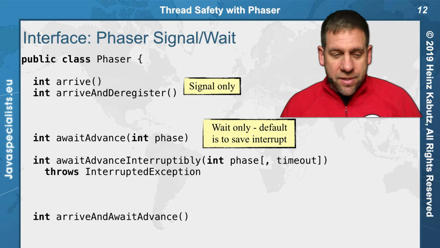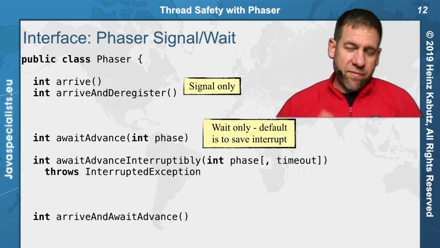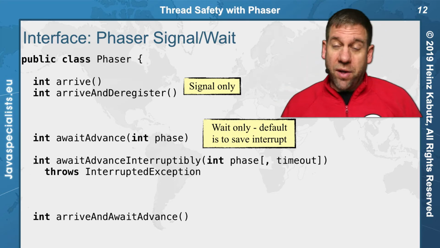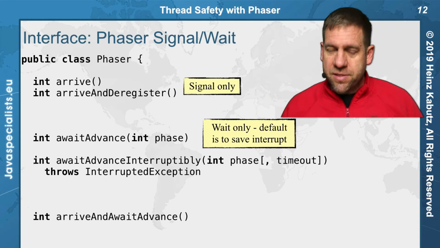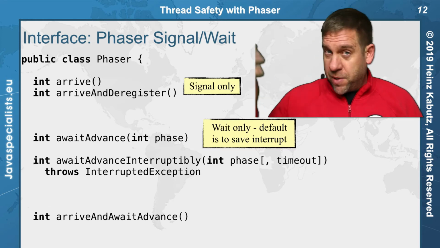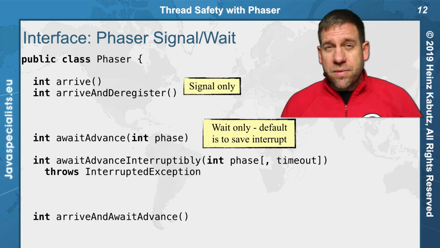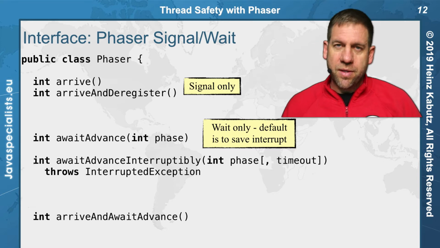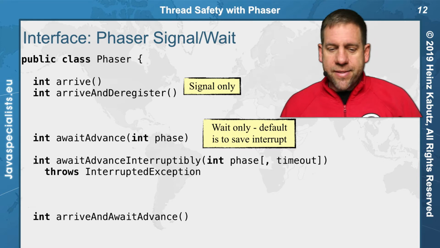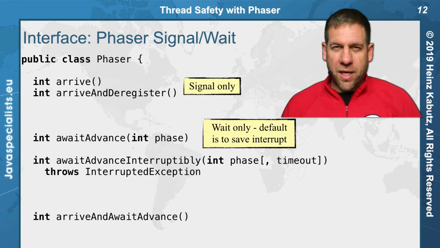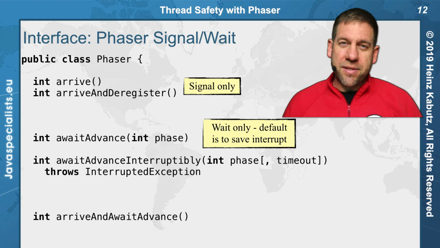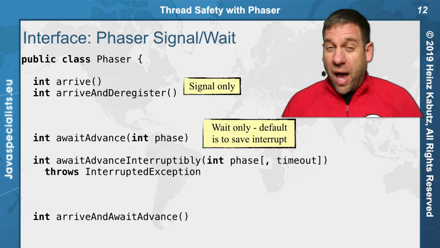Similarly, we can wait with awaitAdvance for a specific phase, or awaitAdvanceInterruptibly, again for the specific phase, and also maybe specifying a timeout if we want to. Now the wait only waits. It doesn't signal anybody else that we have arrived. And the normal awaitAdvance saves the interrupt for later. Now I'm going to show you some code that does exactly that, to show how you do that with, for example, the CountDownLatch.